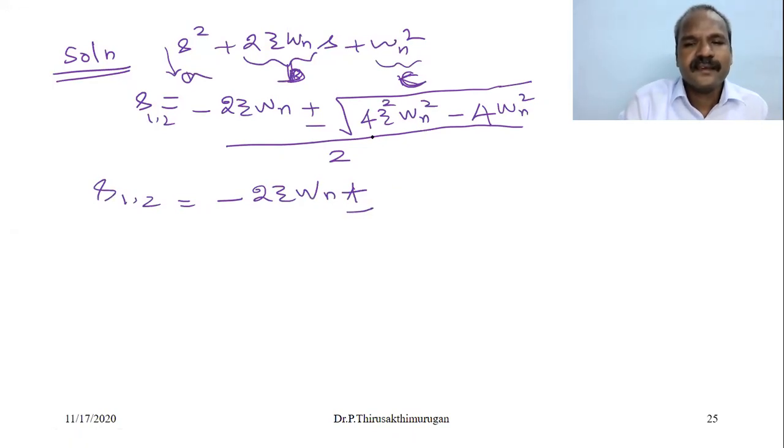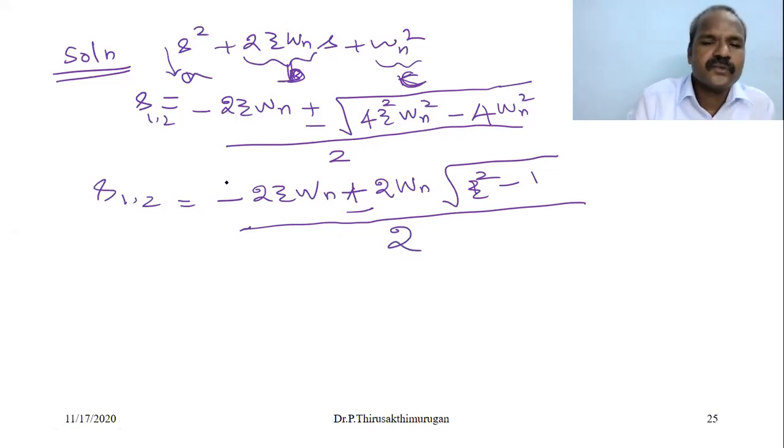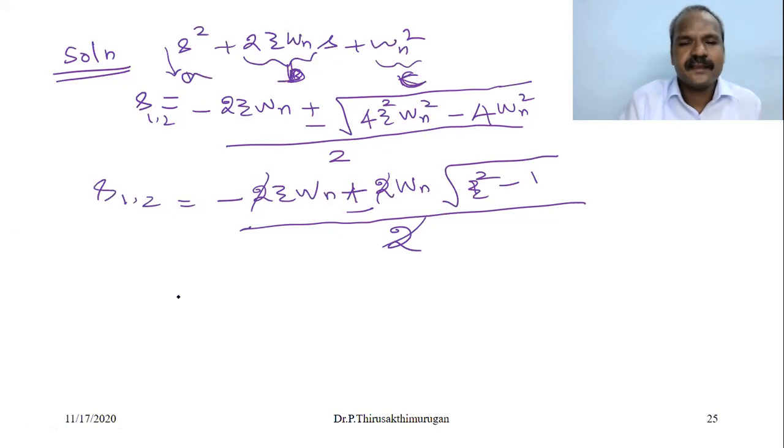So s1 and 2 equal to minus 2 zeta omega n plus or minus. We can take 4 omega n square as a common term and bring it outside the root. So we get omega n square root of zeta square minus 1, divided by 2. So 2 cancel each other, right?